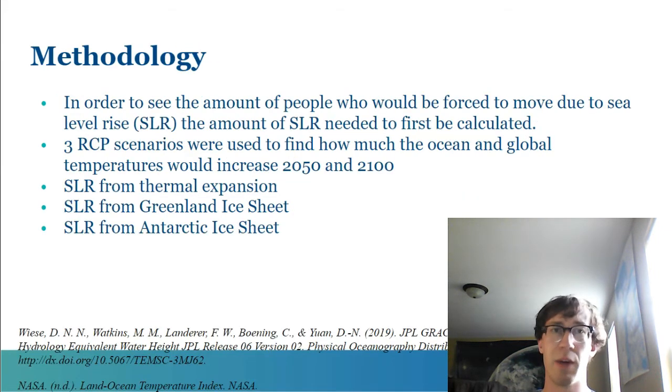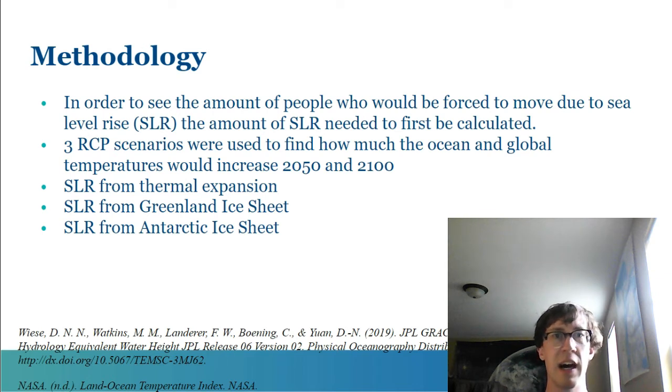And so from there, I wanted to try and figure out first just how much sea level rise would be in Southeastern Asia in general. And to do this, I used three different RCP scenarios to find how much the ocean temperature is going to increase and just how much the global temperature is going to increase for both 2050 and 2100. The RCP scenarios I used were the RCP 2.6, 6, and 8.5. I used these ones to try and get a low, a medium, and a high estimate for sea level rise.